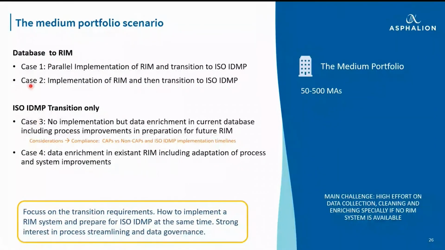So if we move now to the medium-sized portfolio scenario, this will be something between 50 and 500 MAs. The main challenge here is the high effort on the data collection, cleaning and enriching, especially if no RIM system is available. And that's something very important to keep in mind. So when there is no RIM or not structured database, the data seems to be in a low quality state and requires a lot of cleaning to make sure that all the fields within the new system will be populated correctly and in the best way possible.